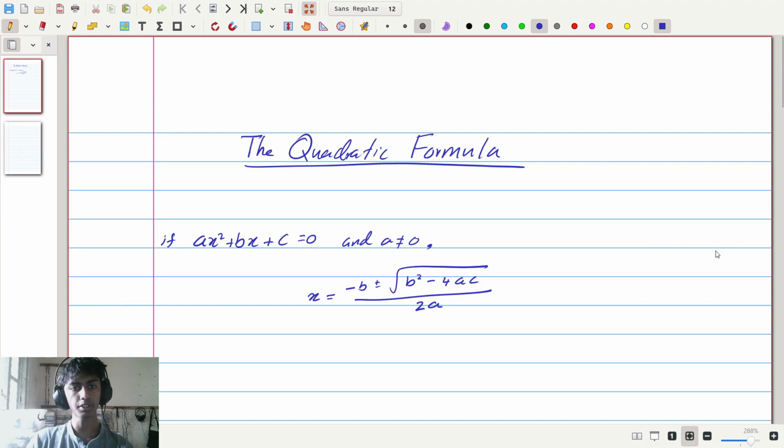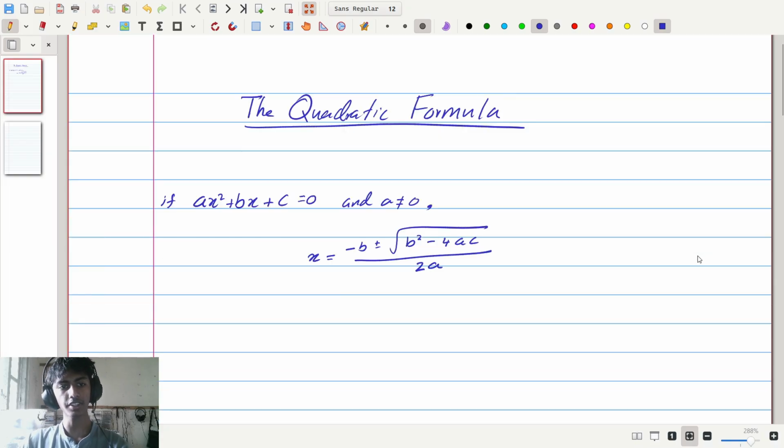If you are unaware of what the quadratic formula is, it states that if ax squared plus bx plus c is equal to 0 for some constants a, b and c, provided that a is not equal to 0, then the two values of x that satisfy this given equation are x is equal to negative b plus or minus the square root of b squared minus 4ac whole thing divided by 2a. This is the quadratic formula.